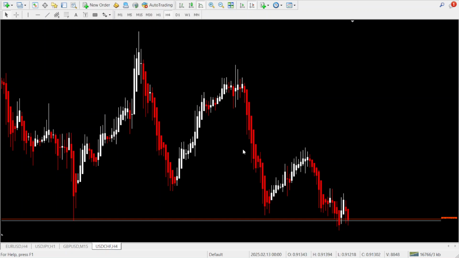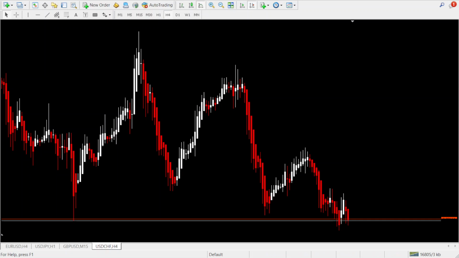For the Heikin Ashi candles, these candles are calculated differently. Instead of just showing the open, high, low, and close, Heikin Ashi uses average price data, creating a smoother and more consistent chart. So this smoothness helps you to see the bigger picture of the market and avoid reacting to every little price fluctuation, which is crucial for making more accurate trading decisions.